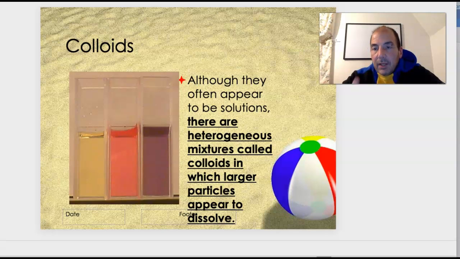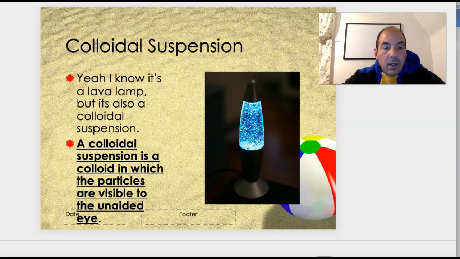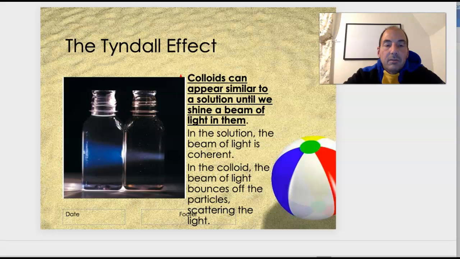There's a simple test for that, and this is an important thing to keep in mind. It's called the Tyndall effect. I'll come back to the other one. When we shine a beam of light through a solution, it stays relatively together. When we shine a light through a colloid, it spreads out because it's scattering off of the larger particles. Okay, so we could easily tell the difference between a solution and a colloid just based on that. Keep that in mind.